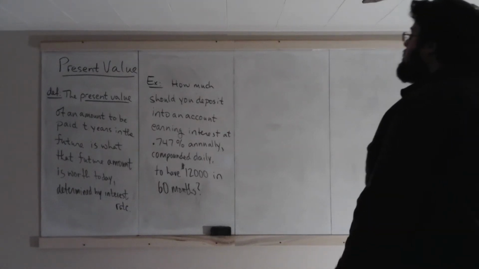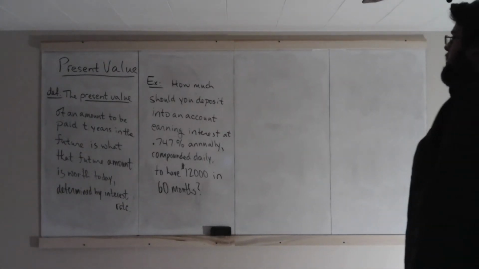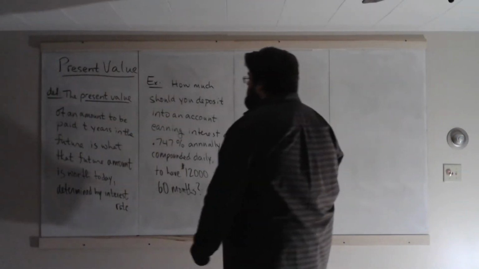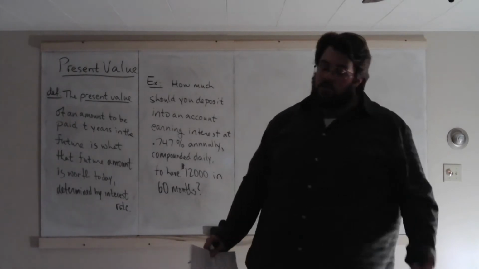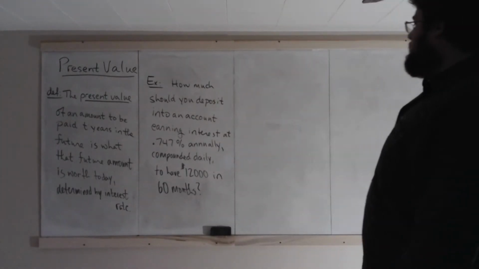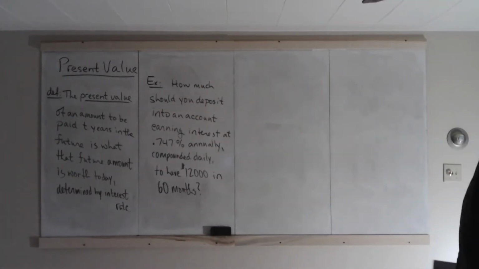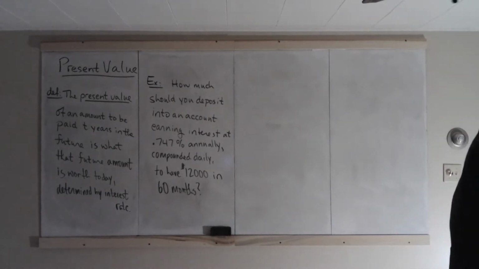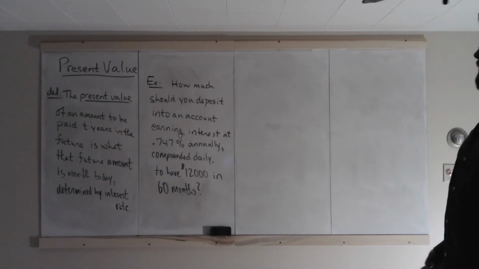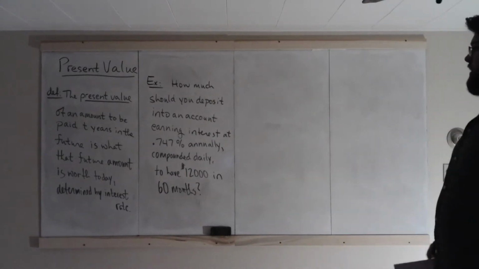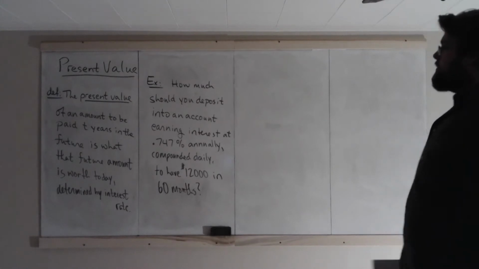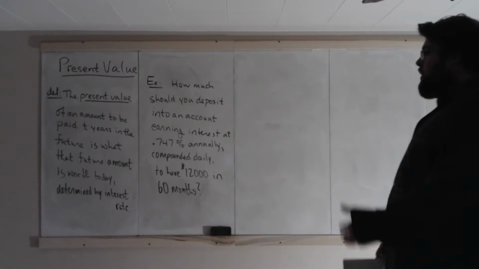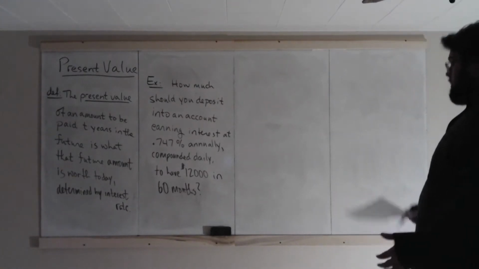The next thing we'll look at is present value. The present value of an amount to be paid t years in the future is what that future amount is worth today, and that's determined by interest rate. So, for example, if you take $10,000 and deposit it in an account earning so-and-so interest, in a couple years it'll be worth more than $10,000. But that future amount, more than $10,000, would have present value $10,000 today.